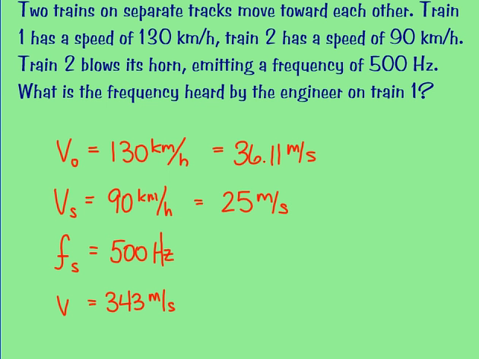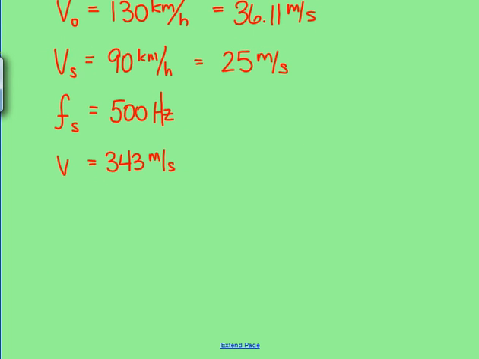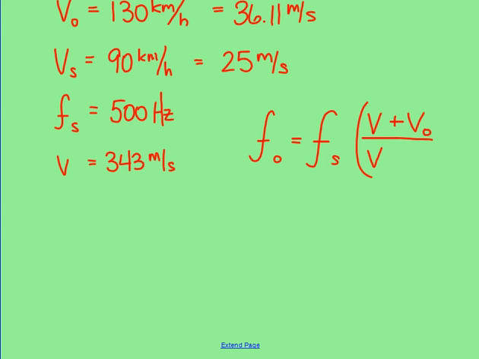Before I plug anything into an equation, though, I'm always going to stop and make sure that I have the sign of my speeds correct. It says that these two trains move toward each other. Therefore, both speeds should be positive, just as I have written here. Now that I've checked that, I can move on. The observed frequency is the source frequency times the speed of sound plus the speed of the observer divided by the speed of sound minus the speed of the source.